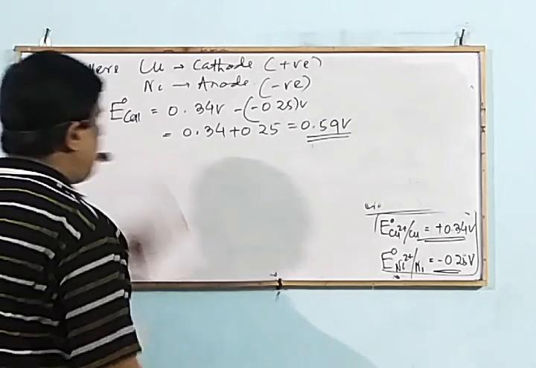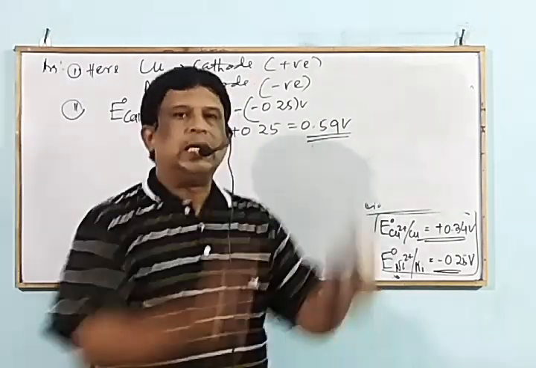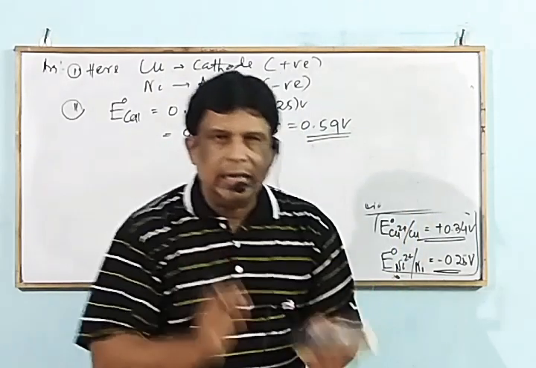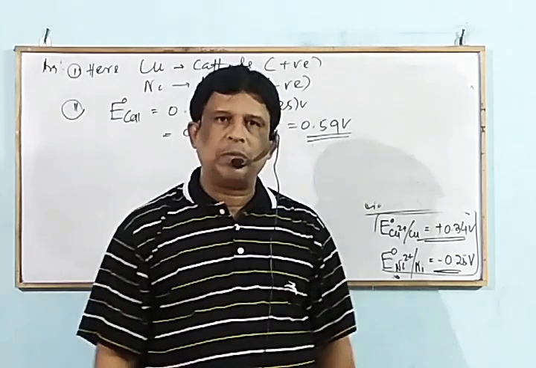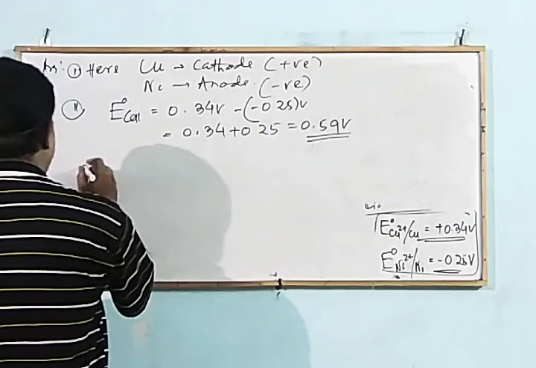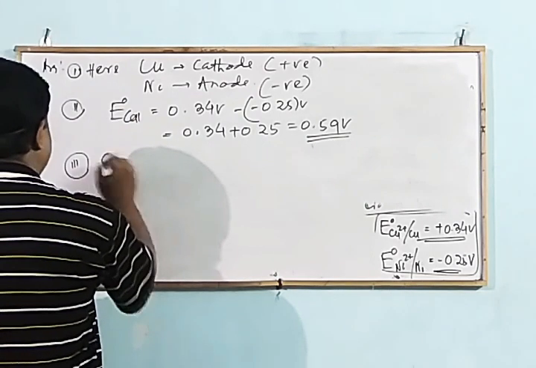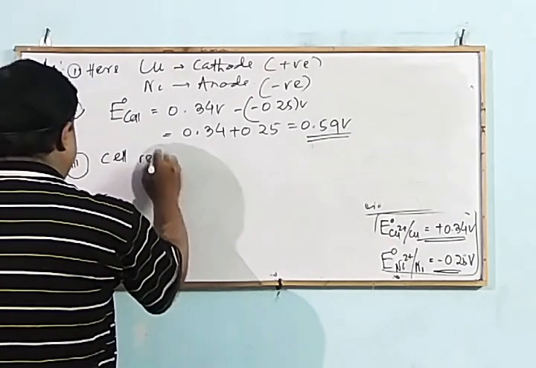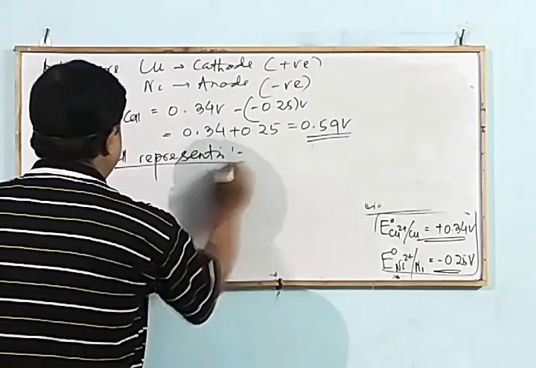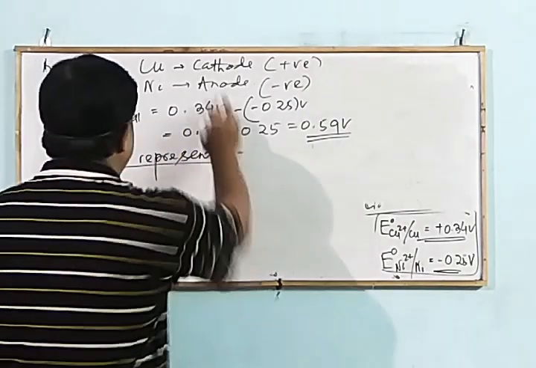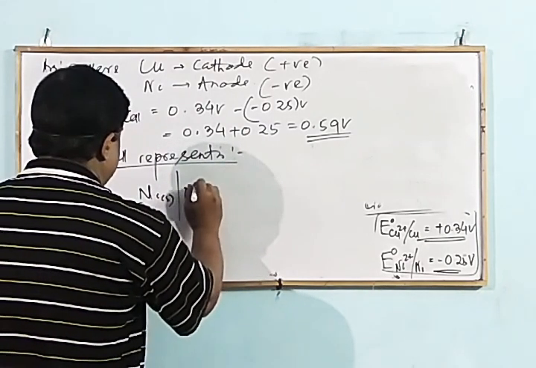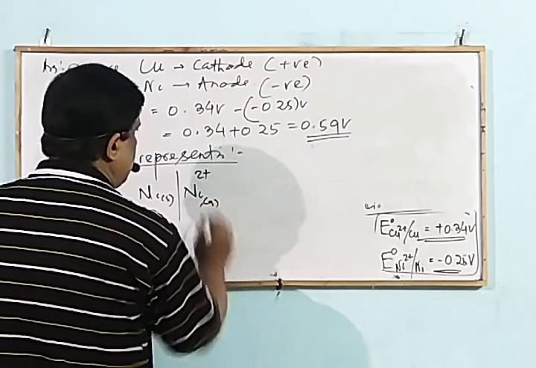On the left hand side, in case of a galvanic cell, is the anode half cell, and the right hand side is the cathode half cell. So first we represent the anode, that is nickel. Next bit is cell representation or cell notation. Which one is anode? That is nickel. Nickel solid / nickel ion.